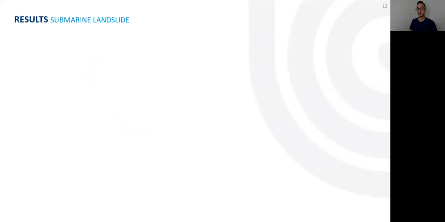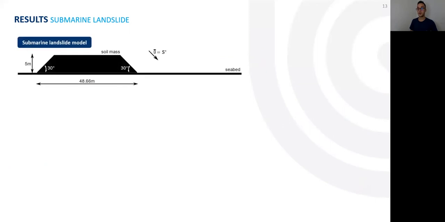Then, after demonstrating that our spatial adaptive scheme is conservative, we wanted to put it in a more complex scenario and also of more importance. So, in the second case, we chose a submarine landslide simulation solved previously by Dong. You can check the reference in the paper.